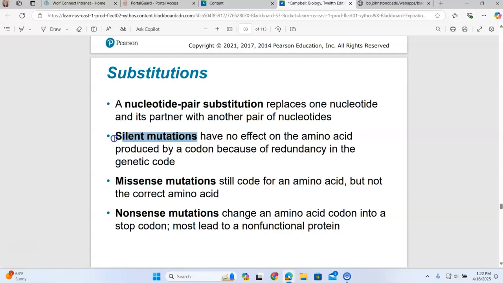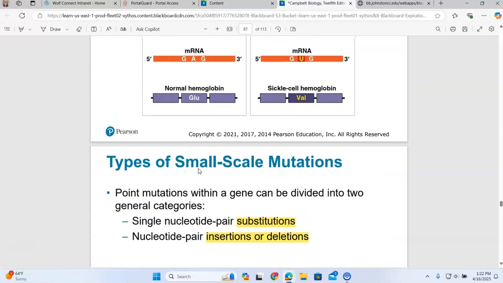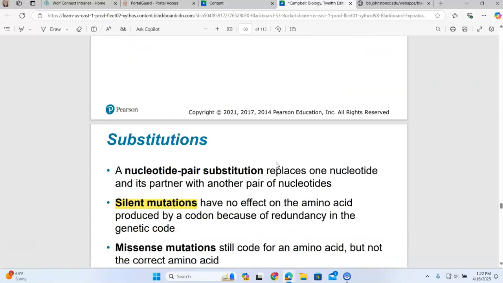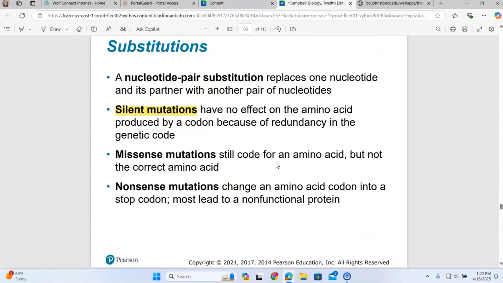Because remember how you have different codons for the same amino acid? There are some amino acids that have 6 different codons. So what if we come back up here and the GAG and the GUG coded for the same thing? They don't, but what if they did? That would be what we call a silent mutation. So it doesn't lead to a mutation at all.